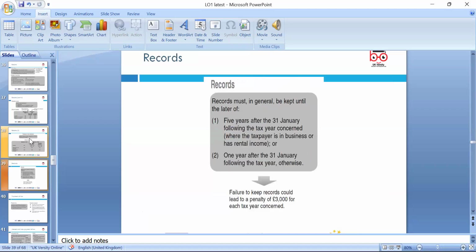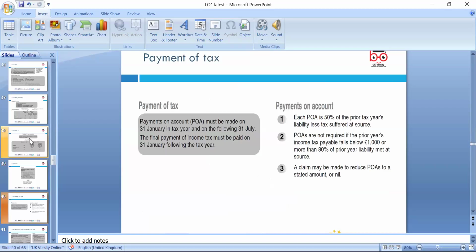Okay, records must generally be kept until 5 years after the 31st January following the tax year concerned, with the taxpayer or the business or the rental income or anything, and failing to keep them could lead to a penalty of 3,000 for each tax year concerned.